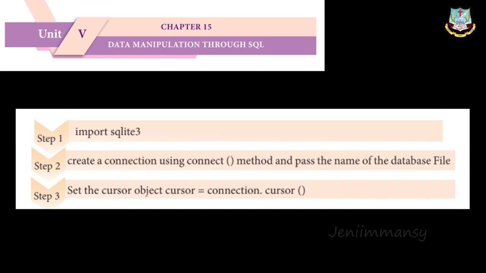So here we'll be creating a connection using connect(). Okay, connect() method, and it will pass the name of the database file. First, it will connect to SQLite, create a connection using this connect() method, and pass the name of the database file. Okay, then the third step is to set the cursor object. Cursor is equal to connection dot cursor(). So here we are having the object called cursor, right? So cursor is equal to connection dot cursor(). So here we are connecting to the database in step 2.